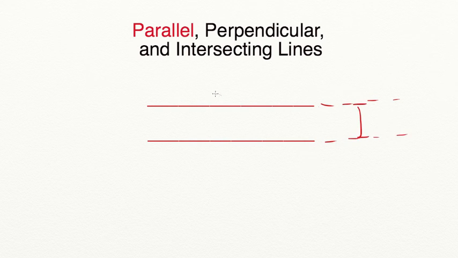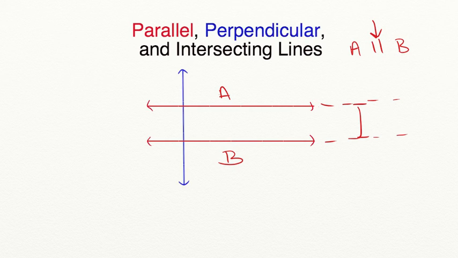Now, if we were to say that our top line is line A and our bottom line is line B, we would write this that line A is parallel to line B. And this symbol right here, these two lines, that's the parallel symbol. So we say line A is parallel to line B. Let's go ahead and move on to perpendicular lines.